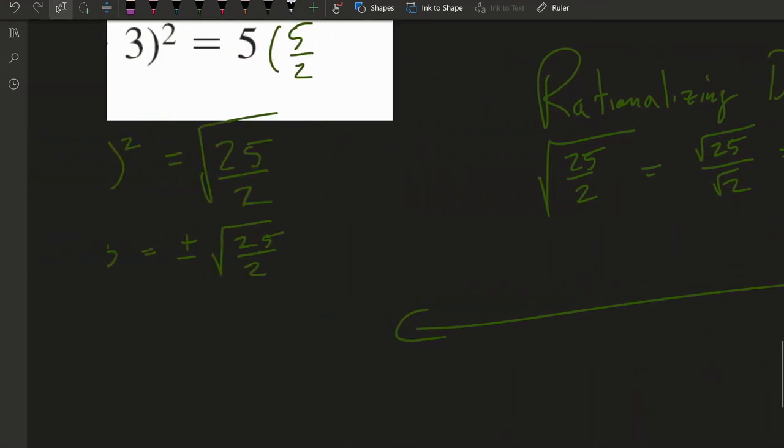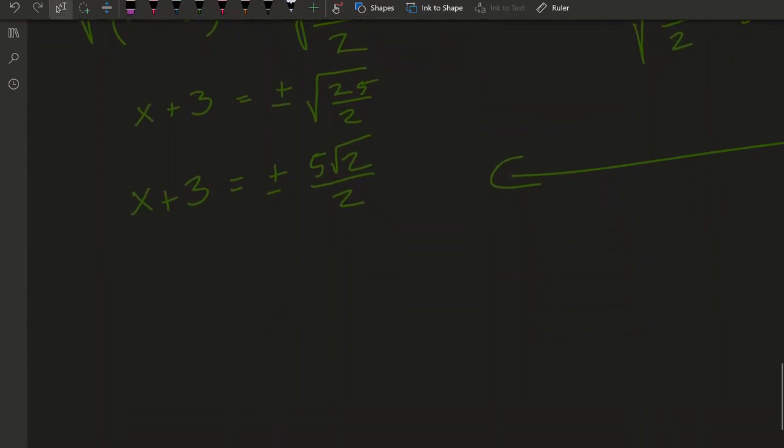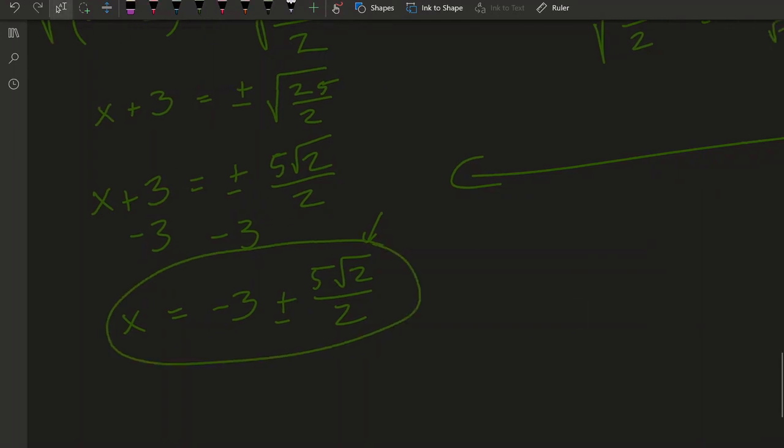Meanwhile, back at the ranch, x plus 3 is equal to plus or minus 5 times the square root of 2 over 2. This isn't done yet, so what I need to do here is I'll subtract 3 on both sides, and I will get x equals negative 3 plus or minus 5 square root of 2 over 2. Since the radical is here, these are not like terms, and so I can't move any further, so this would be the answer.